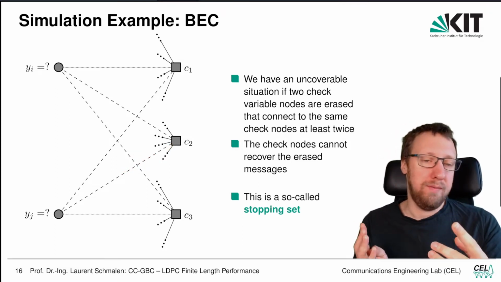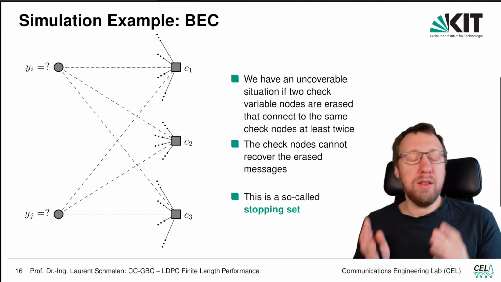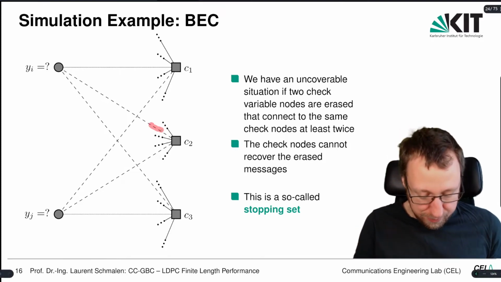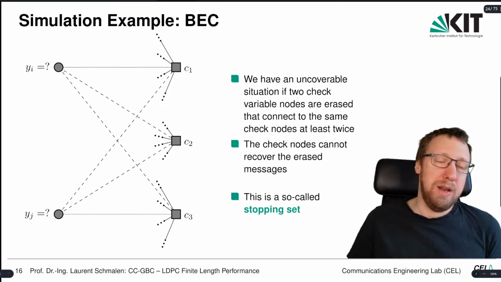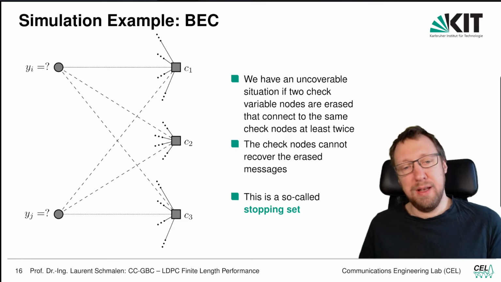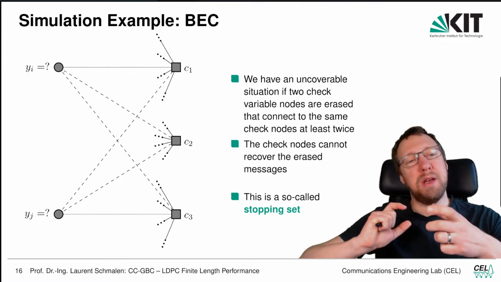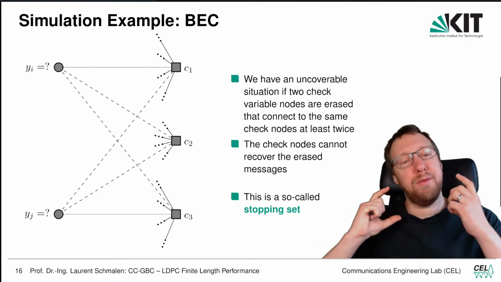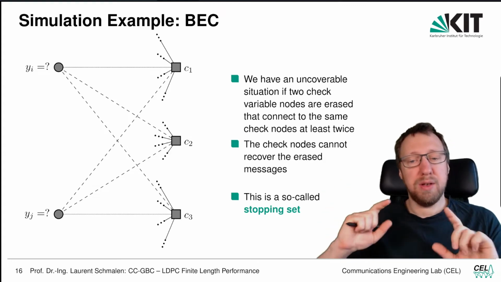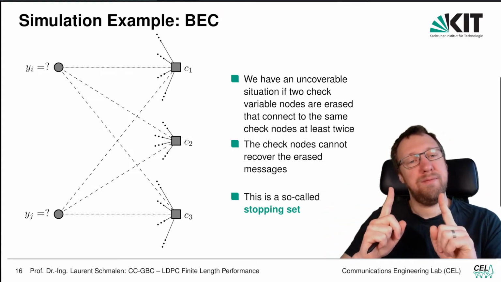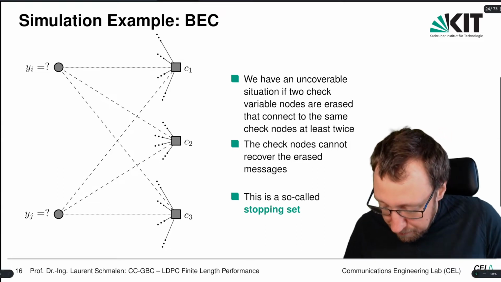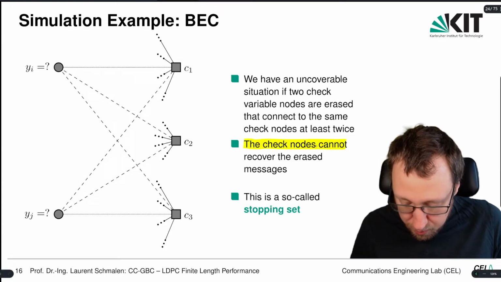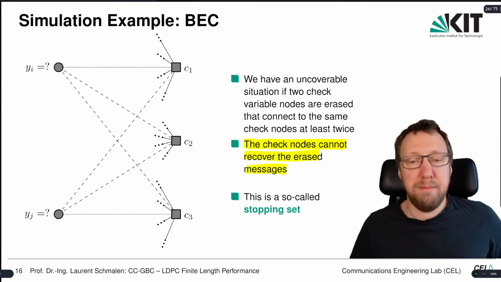There's an ambiguity. So we cannot know if the two values are either 00 or 11, or 10 and 01, depending on the other messages. There's always this ambiguity because we cannot find out the values of the two erasures, because there are always two possibilities. So the check nodes cannot recover the erased messages.